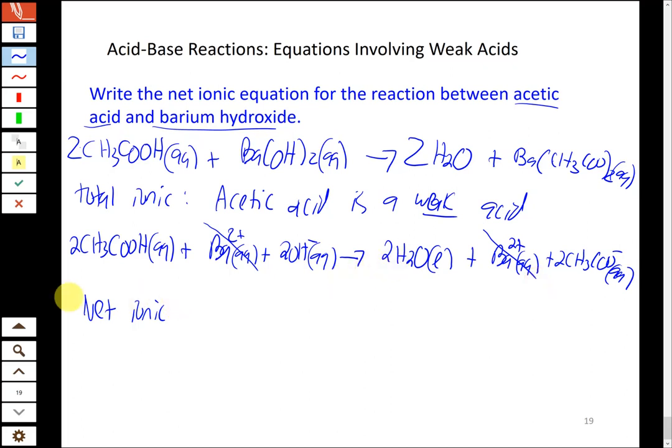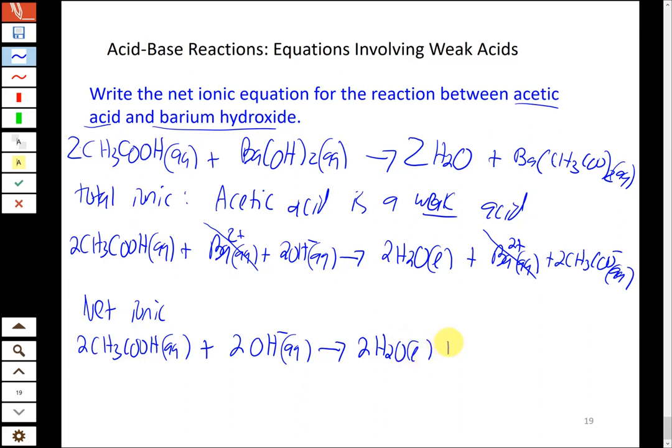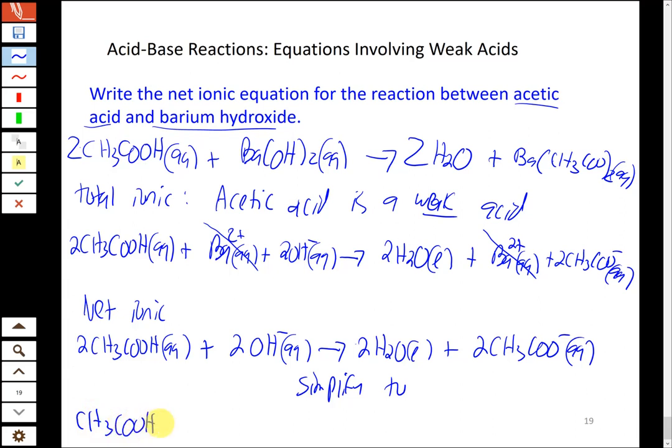So for our net ionic, what we get is 2 CH3COOH plus 2 OH minuses are left. And then the product side, we have 2 waters and 2 acetates. So this is our net ionic equation. We have coefficients of 2 in front of every reactant and product, so we can actually simplify this. Because it's 2, 2, 2, 2, so we can just write it as a 1-to-1 reaction as well. And that would be the way to balance it with smallest whole number coefficients.